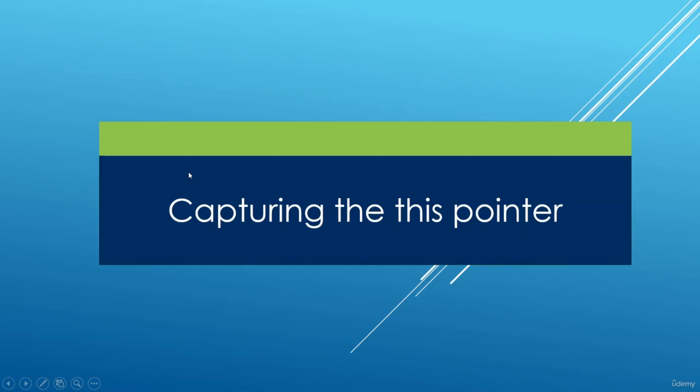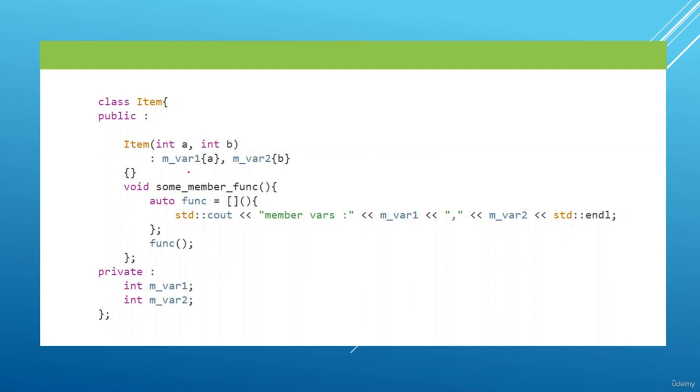In this lecture, we're going to explore some problems that might come up if you have a lambda function in a member function of a class and you try to use the member variables of that class. And we're going to see solutions to that. We will start with this simple example here.